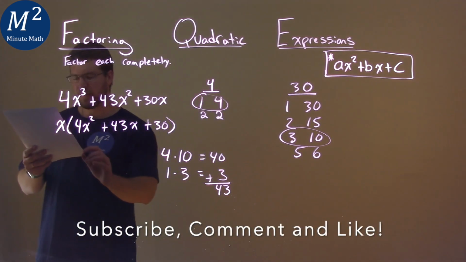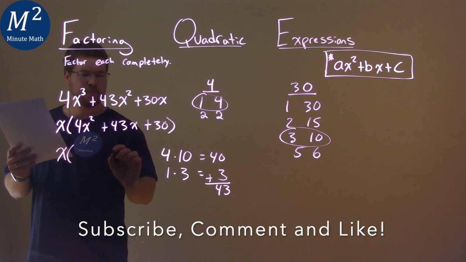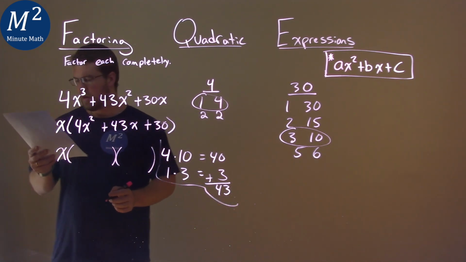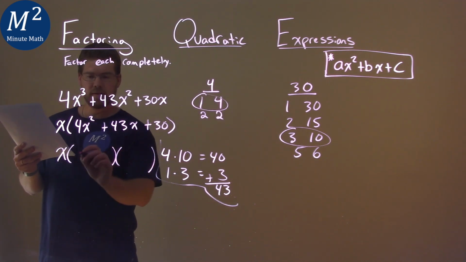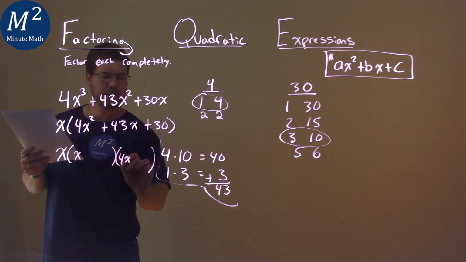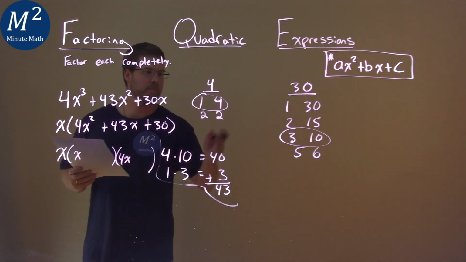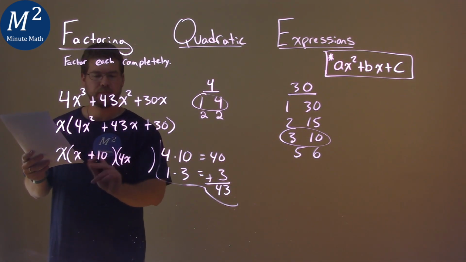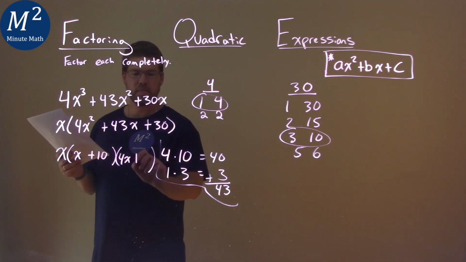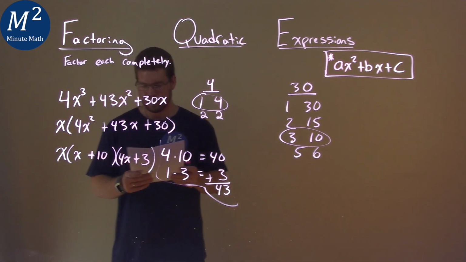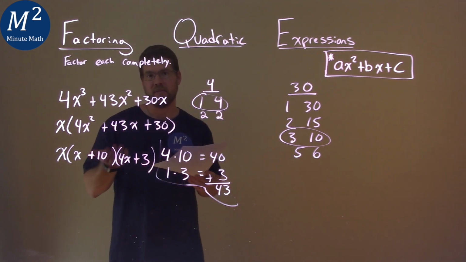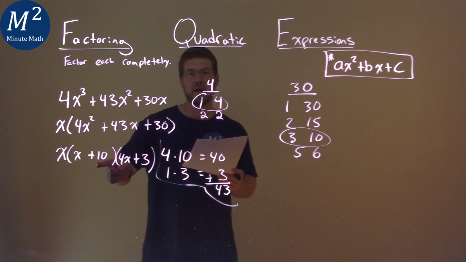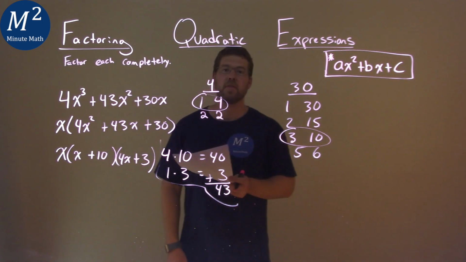So how do we write this out? Well, x has to be here, and we still have to write it in a factored form. Let's put 1x here, and then this will be a 4x. Well, we said 4 had to be multiplied by the 10. So to do that, we have to put the 10 on this side. The 1 gets multiplied by a 3, and we put the 3 on that side. And now we actually have our answer in factored form. So here's our final answer: x times x plus 10 times 4x plus 3.